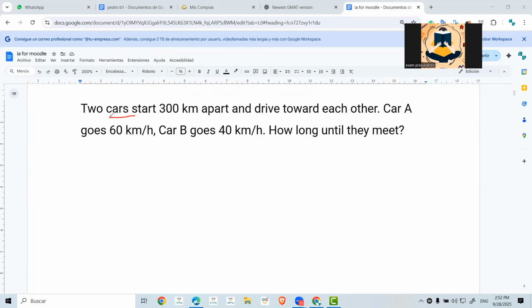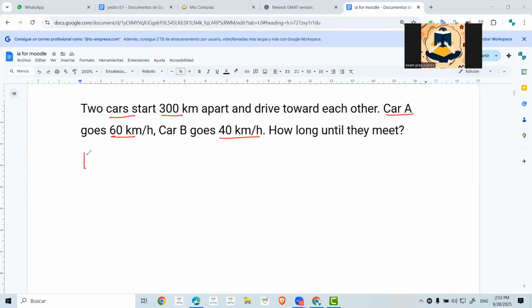Now, this one says two cars start 300 kilometers apart and drive toward each other. Car A goes 60 kilometers per hour and car B goes at 40 kilometers per hour. The question is, how long until they meet?